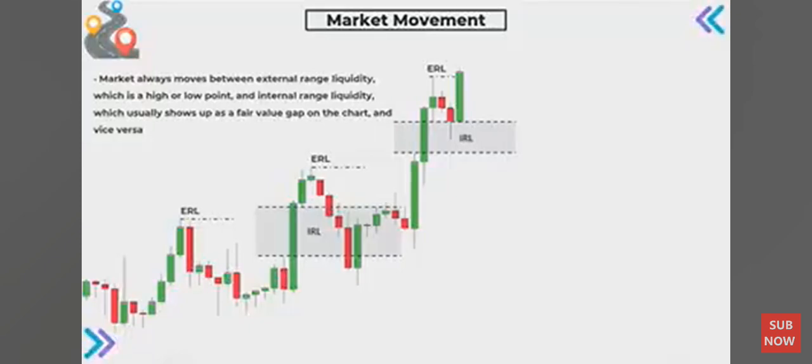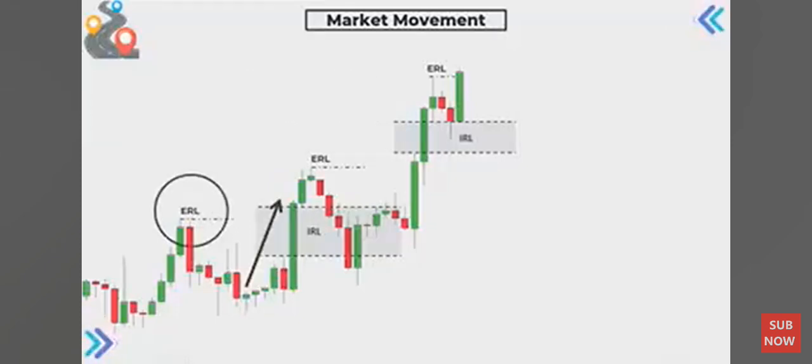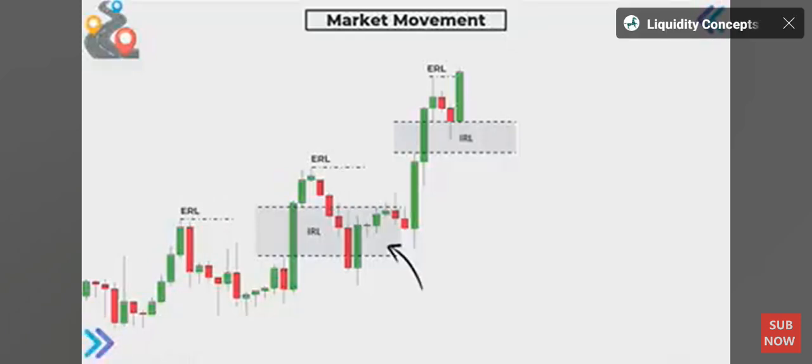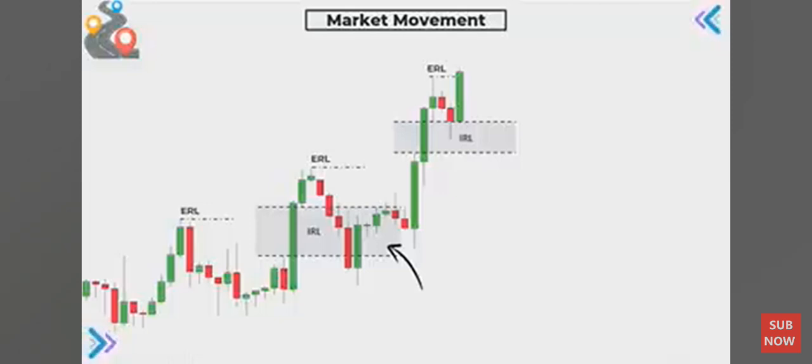To understand this better, if you look at this example, you can see that the price has pushed toward this external range liquidity above this swing high. After sweeping the external range liquidity, the price often pulls back down to address internal range liquidity, particularly in the form of a fair value gap. The market seeks to fill this gap as part of its natural rebalancing process. Once the fair value gap is filled and internal range liquidity has been addressed, the market looks outward again, seeking the next pool of external liquidity. This could be a new swing high. As you can see, the price went back up to take the external range liquidity, completing the cycle.